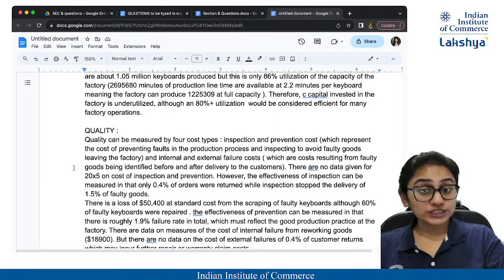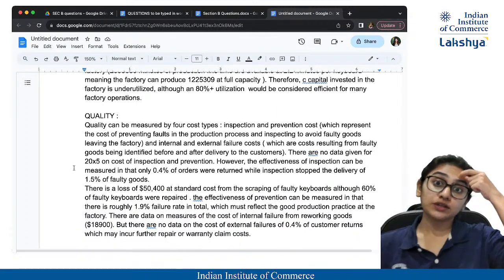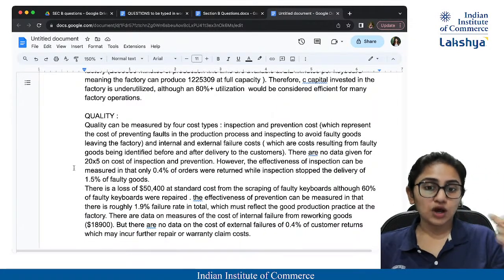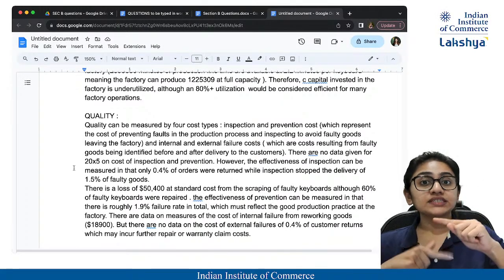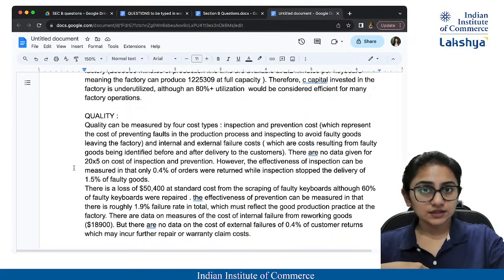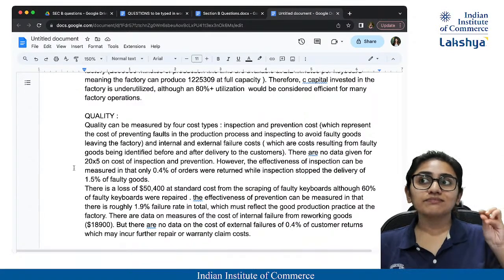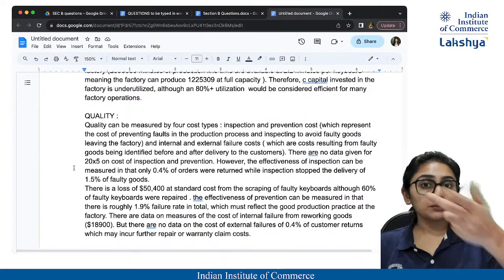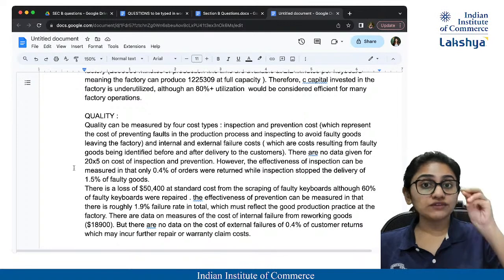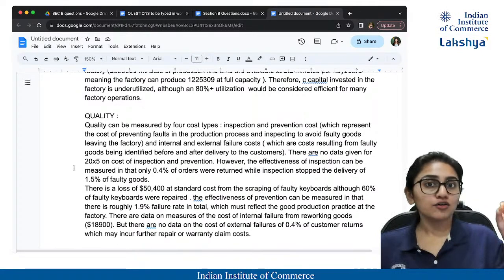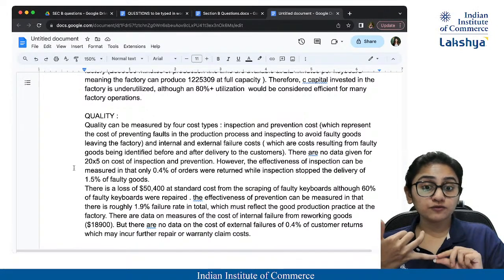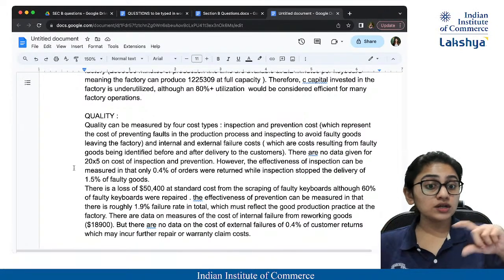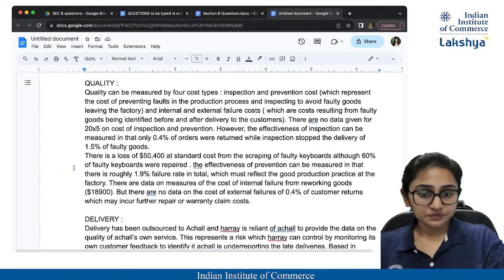Then regarding quality, if you say, quality can be measured with the number of goods returned. So how many percent of goods are being returned? Out of the return, how many percent are you repairing back and sending it? So what is the ultimate bad quality that you're selling? So out of the returns, if 60% you're refurbishing back, that means out of the return, only 40% are actual bad quality goods. But which is actually good, because only 0.4 keyboards were returned while inspection was done externally.